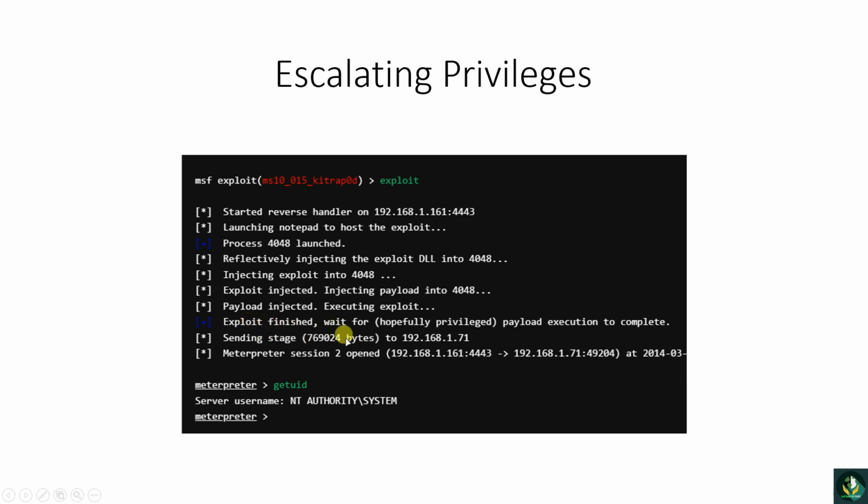After the exploit finishes, the payload execution is complete and it is sent to this IP address, and Meterpreter session 2 is open. As you can see, we now have NT authority system, or administrator privileges, on this machine. So that's all about privilege escalation.